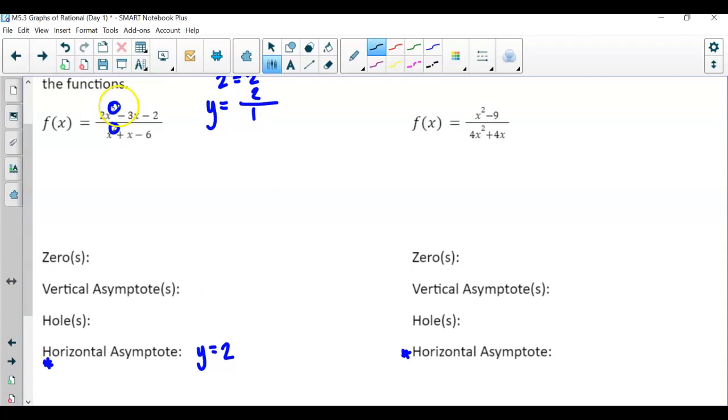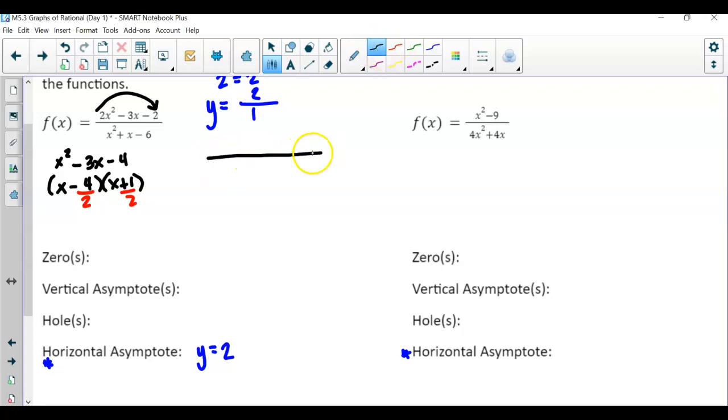Well, here you should have noticed, though, in the numerator, in order to factor, because a is equal to 2, which is greater than 1, you needed to do bottoms up. We're going to factor x squared minus 3x minus 4. Well, this is x minus 4 times x plus 1. Then remember, whatever a was that we multiplied by, which was 2, divide by 2. So the numerator in factored form is x minus 2 times 2x plus 1, bringing that bottom up.